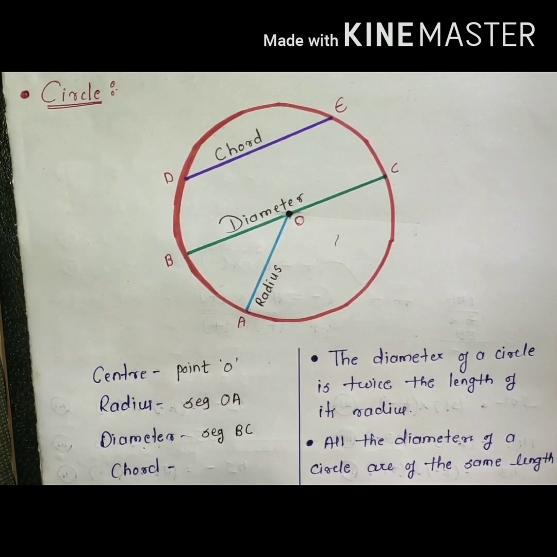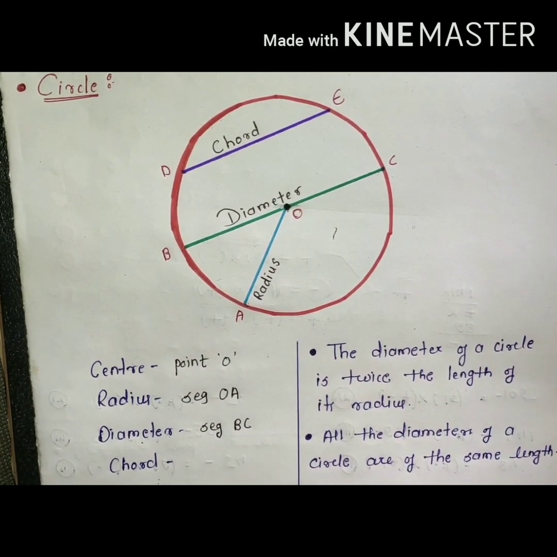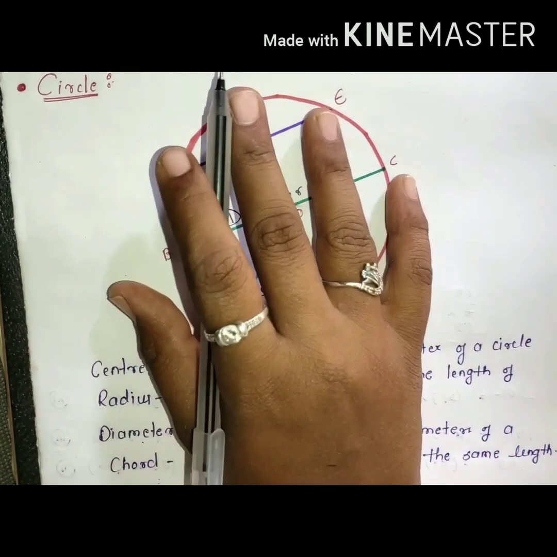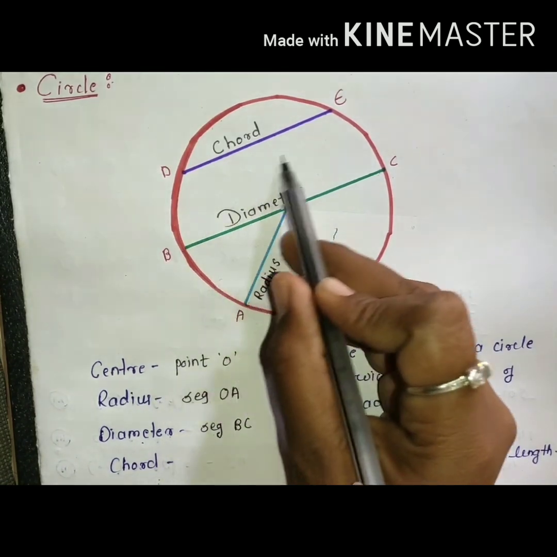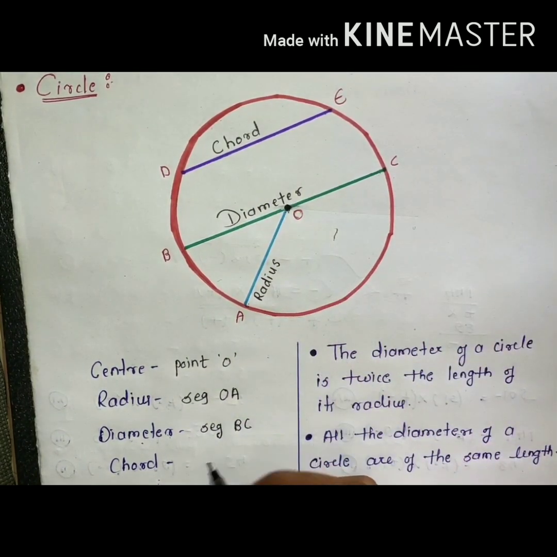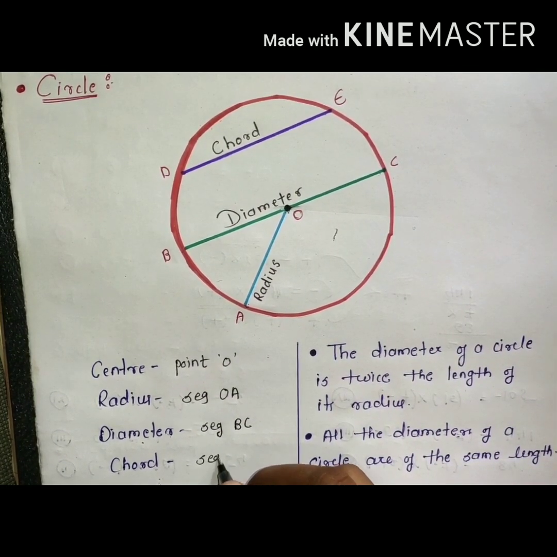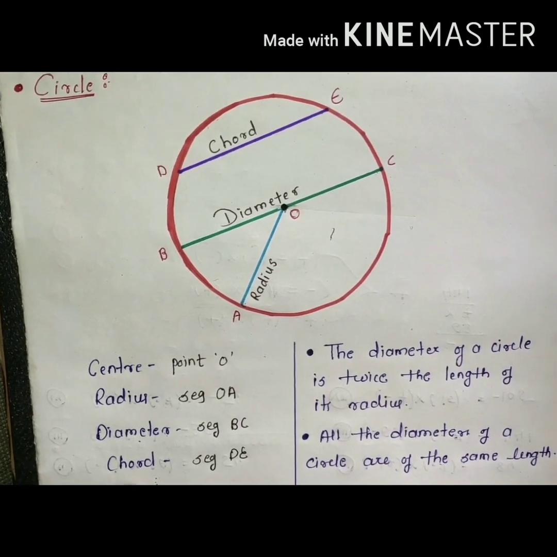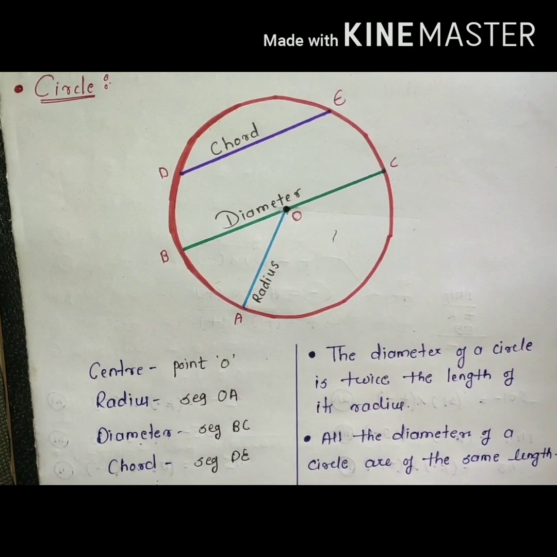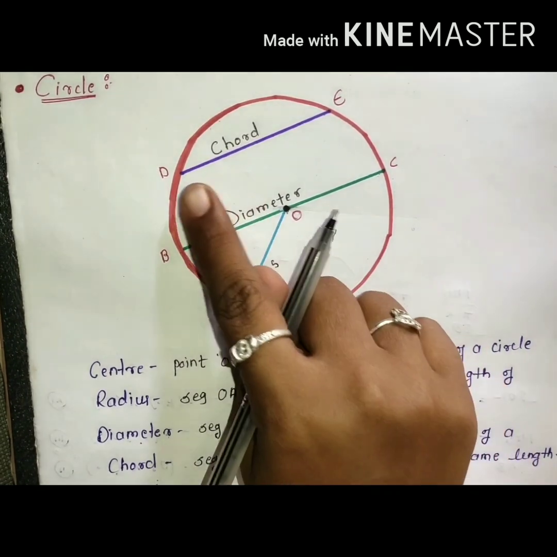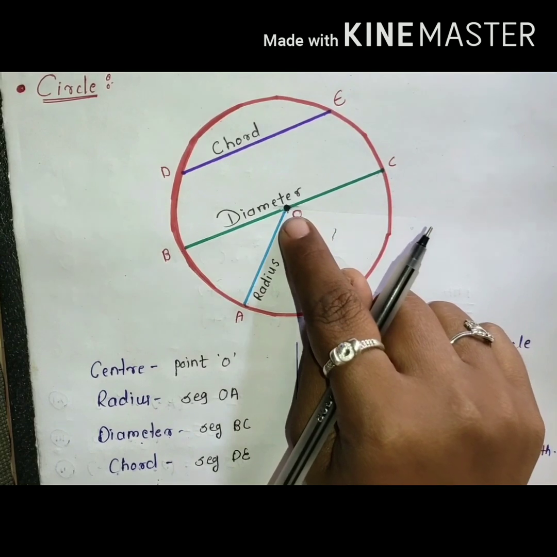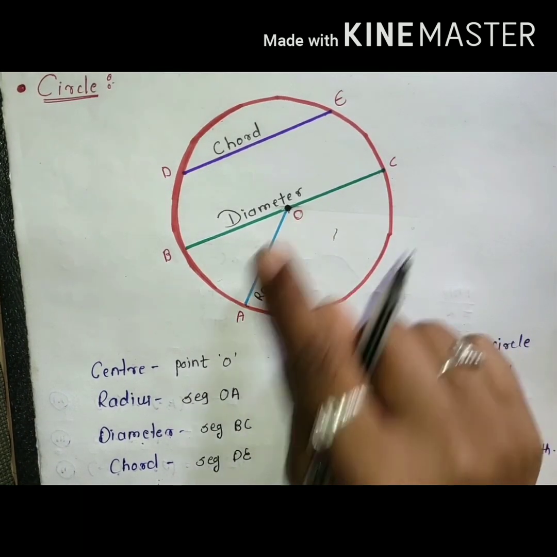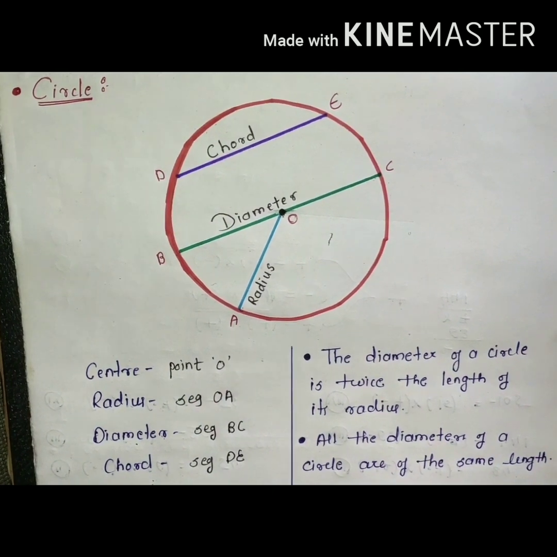Now next one is the chord. What is meant by chord? Any segment joining any 2 points on the circle is called the chord. That means over here segment DE is the chord of the circle. We can redefine the definition of diameter as a chord passing through the center. That is called the diameter.